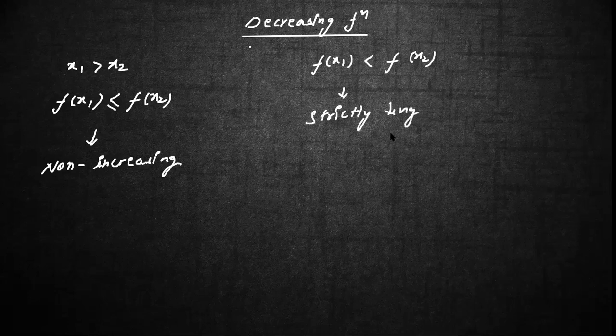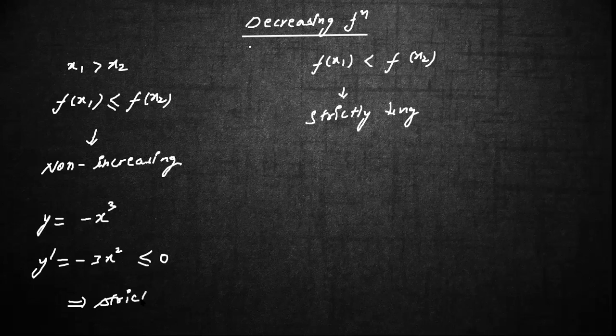Strictly decreasing. But again, equal to might still have strictly decreasing characteristics, depending upon what we have seen for the increasing function, right? Same, we can take the example y equals minus x cube. So y dash is minus 3x square, less than or equal to 0. It is equal to 0 at discrete points, that is at x equal to 0. So it can be strictly decreasing. The same thing we can apply here also.